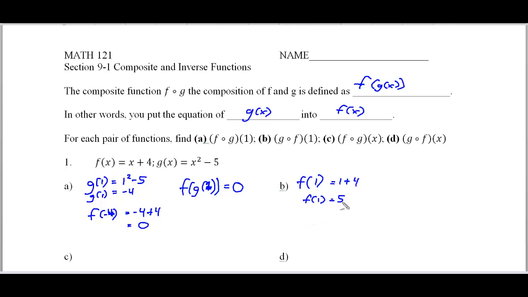Now I'm going to take my g and plug 5 into it, since we plug into g whatever the number came to from the function f. So this is going to give me 5 squared minus 5, or 25 minus 5. So my answer is going to be 20. So what this gives me is my g of f of 1 is equal to 20.